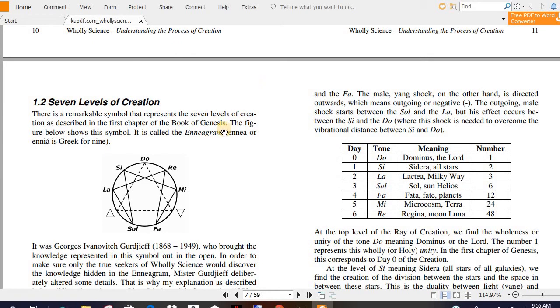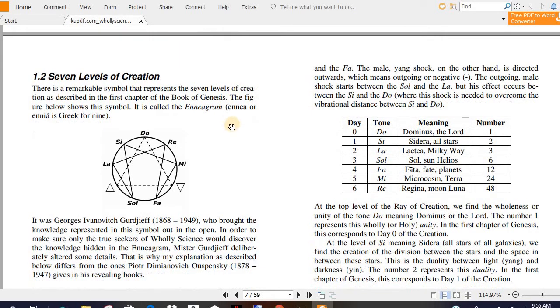All right. On to the 7 levels of creation. There is a remarkable symbol that represents the 7 levels of creation as described in the first chapter of the book of Genesis. The figure below shows this symbol. It is called the Enneagram.